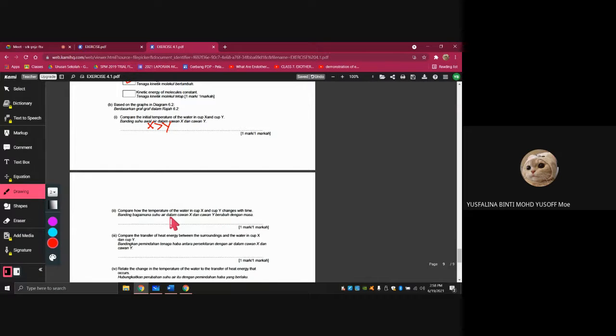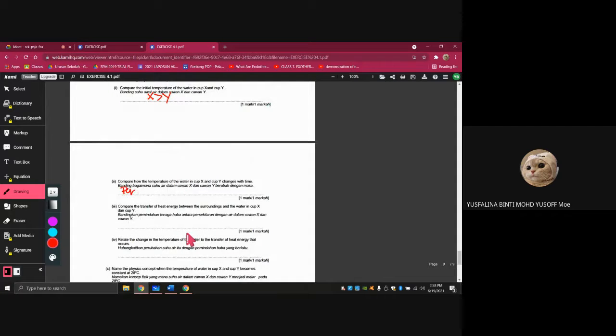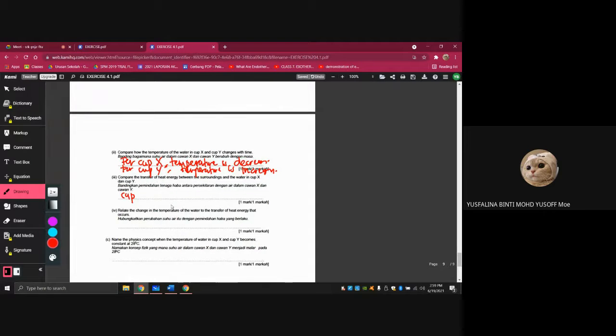So you can say from X, describe one by one. For cup X, the temperature is decreasing. For cup Y, the temperature is increasing. And then compare the transfer of heat energy between the surrounding and the water in cup X. So for the transfer of heat, you compare whether it is absorbed or released. For the diagram for cup X, the heat energy is released. For cup Y, heat energy is absorbed.